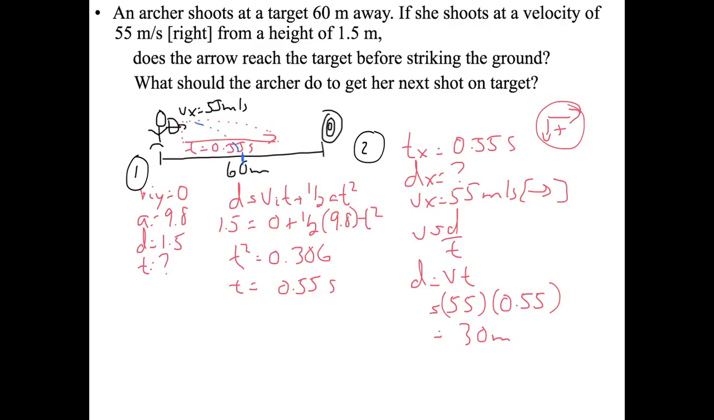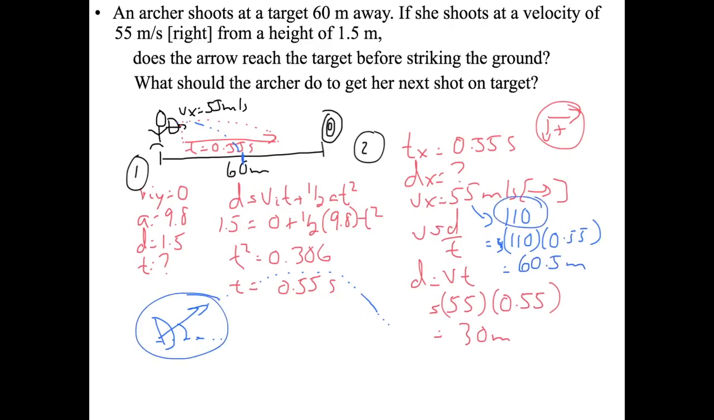The second part of the question says, what should the archer do to get her next shot on target? Well, she can do two things. She can either aim the bow so that the arrow flies at an angle, thus giving her a longer time in the air, therefore giving her a longer range, or she can simply fire it faster. A greater Vx. You can see if we were to change 55 to, say, let's double it, so let's say 110. If we did that, we would get 110 times 0.55, which would give us 60.5 meters. So two things, either shoot at an angle, like we have here, or simply shoot it faster, as we have here.